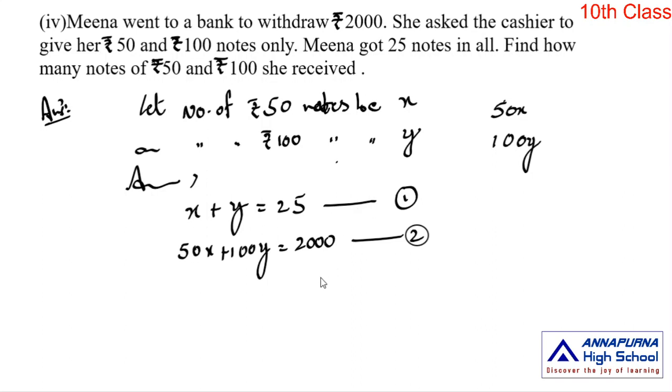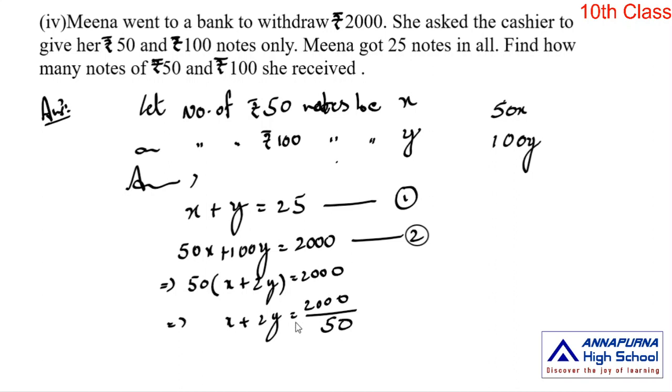Now solve these two equations by elimination method. Before that, let us observe the second equation. I think there is a simplification. In 50x plus 100y, 50 is the common factor, so take it out. So 50 into (x plus 2y) is equal to 2000. So when you transpose this 50 to the right side, x plus 2y is equal to 2000 by 50, which is equal to 40. Okay, let us take this one as the second equation.